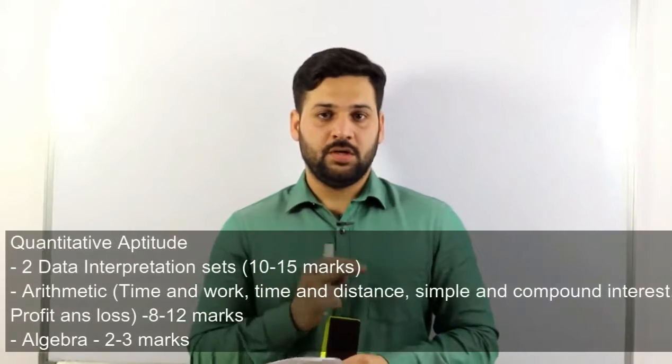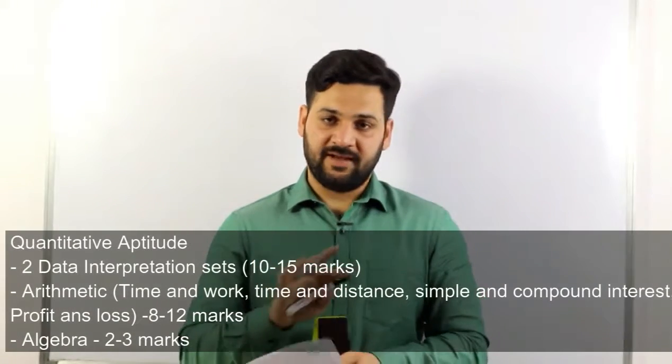So let's start with the quantitative aptitude section. How should you start your preparations for it? First of all, let me tell you the trending topics. In the last few exams, I have seen a pattern of topics in the quantitative aptitude section. In the 35 questions, you will see 2 data interpretation sets, 5 marks each.